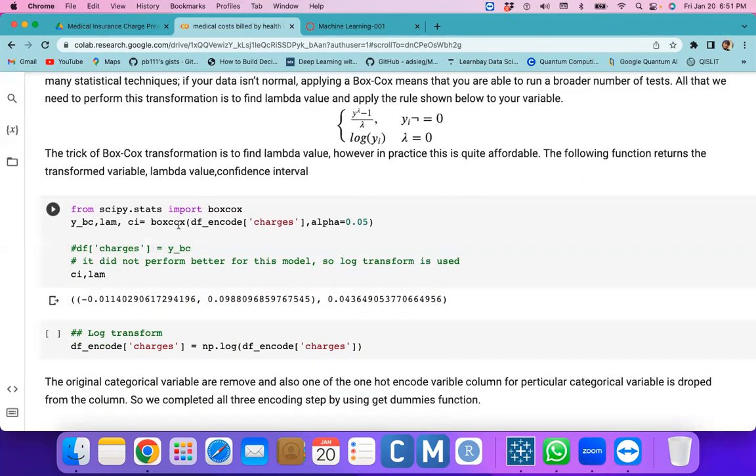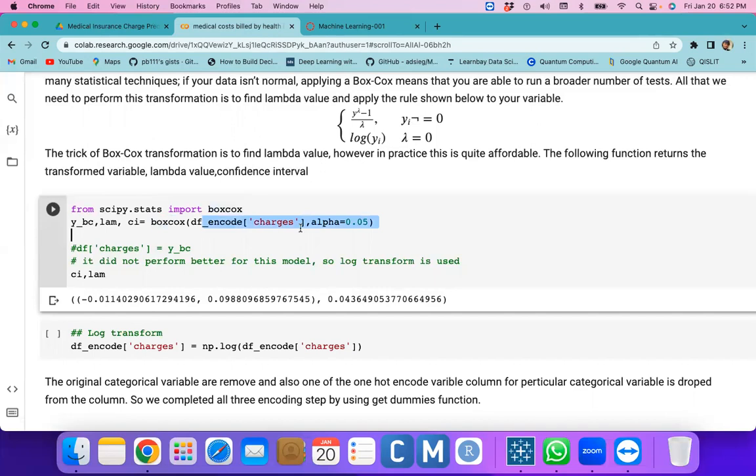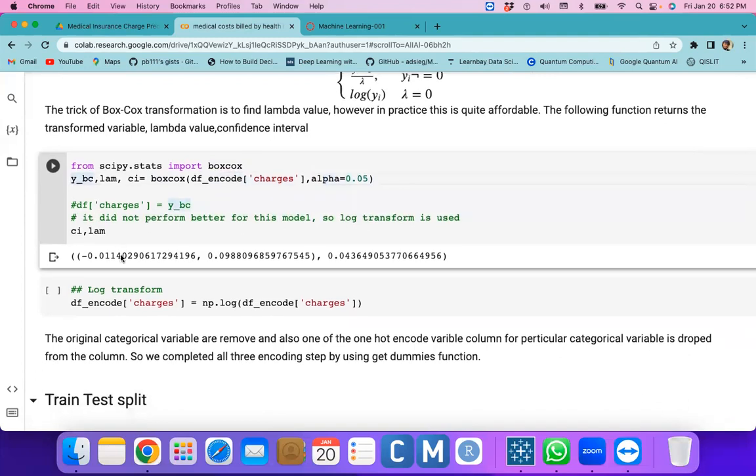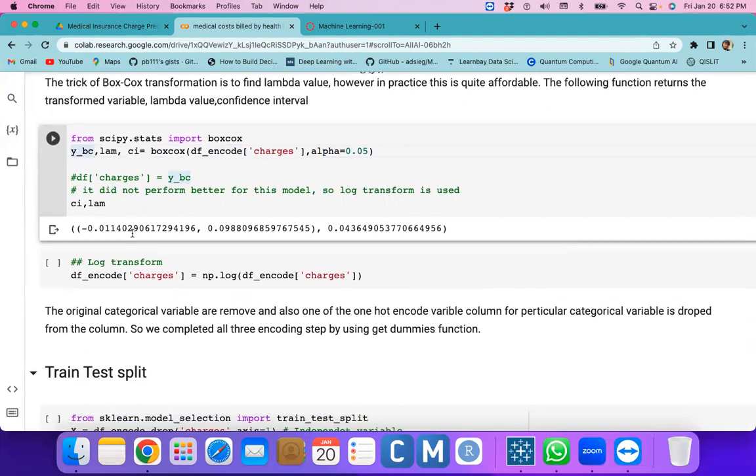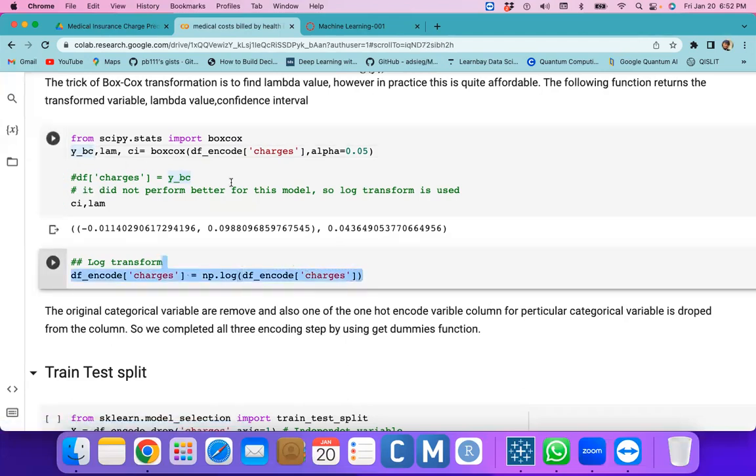We have a function, boxcox, which is available in scipy. We are taking the charges information and applying the lambda value of 0.05, which gives the values and the lambda value. This ybc is the transformed y variable. So you are converting using the Box-Cox transformation, or else we can simply apply the log transformation. These are the two different ways we can do that.